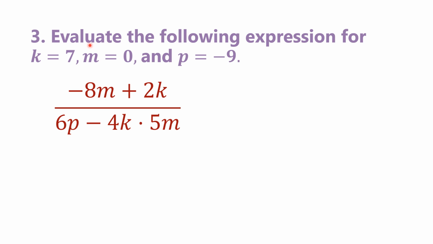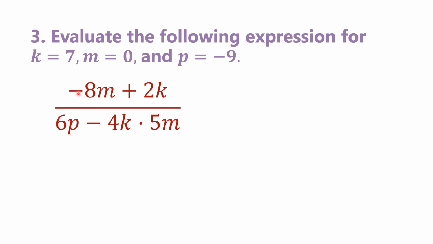Anytime you see 0, you want to think like, oh yeah, that's going to make this easy, because if you're multiplying by 0, it's going to cancel it out. If you're adding 0, nothing happens. So you love to see that 0 in there. All right, so here's our expression. It's a fraction. It says negative 8m plus 2k in the numerator divided by 6p minus 4k times 5m.